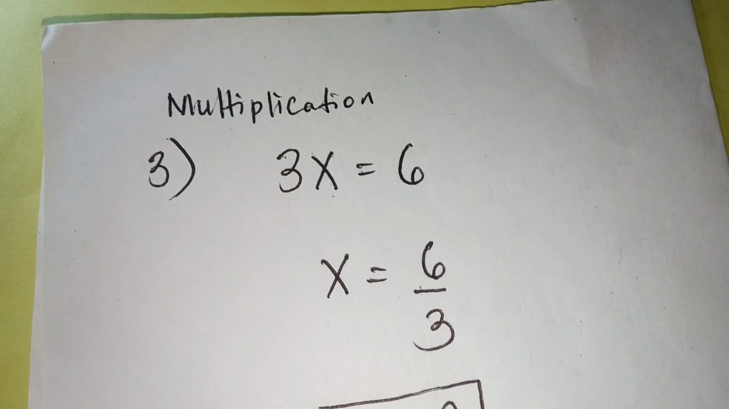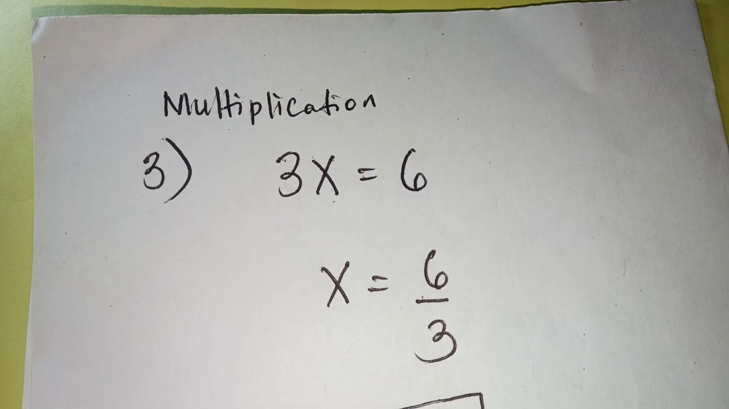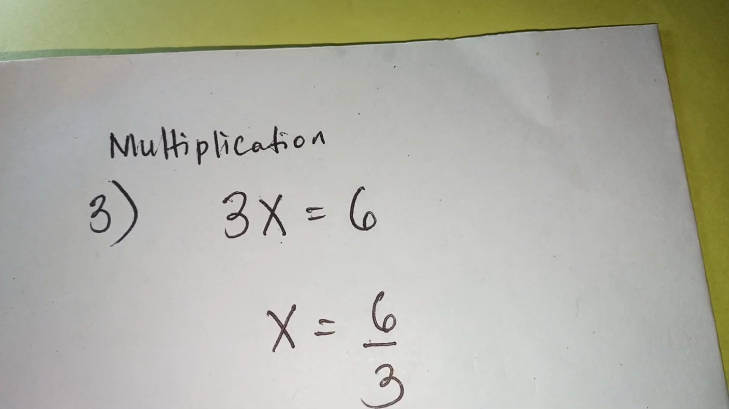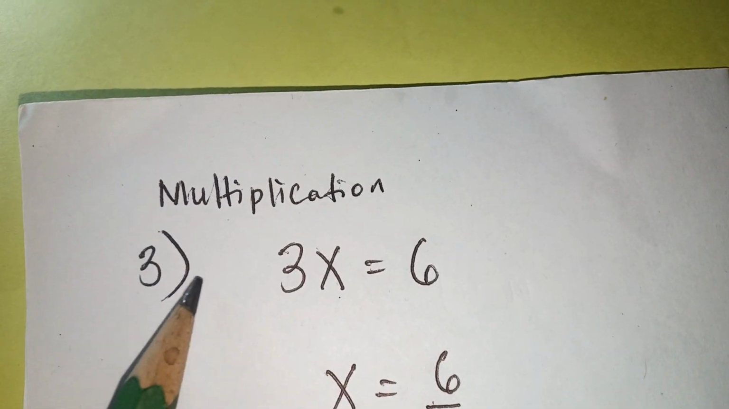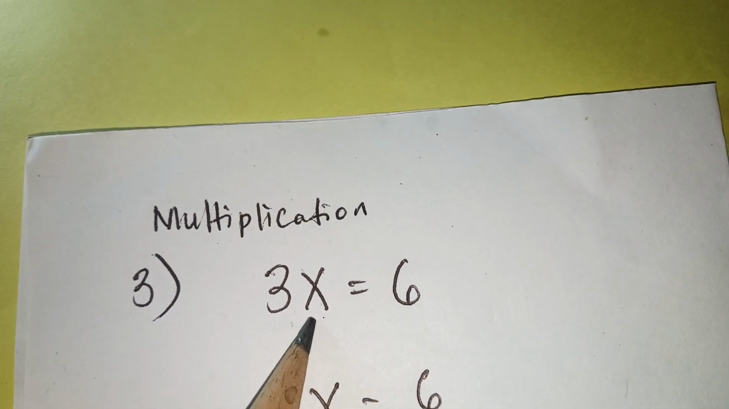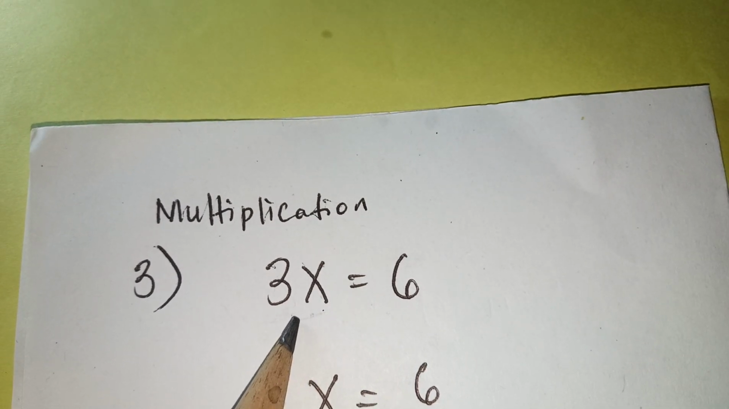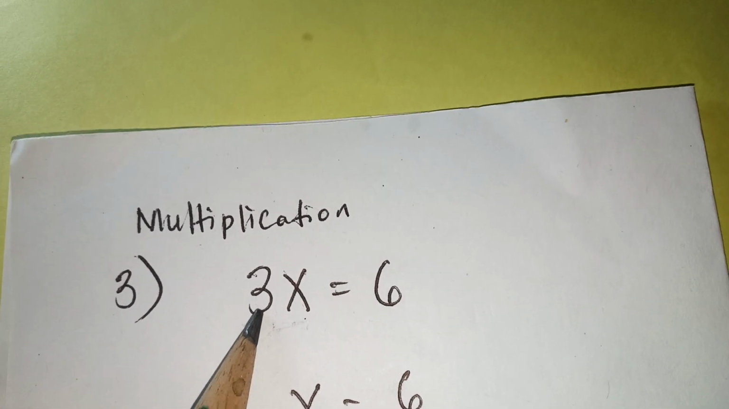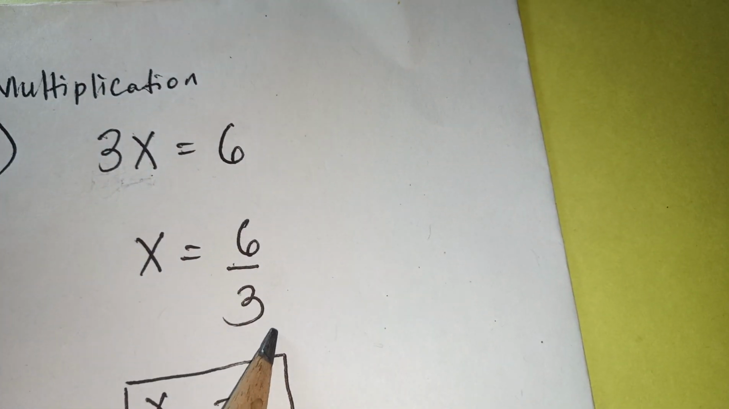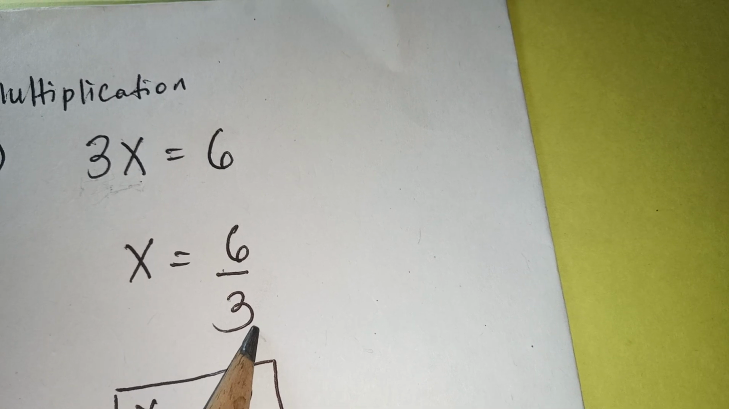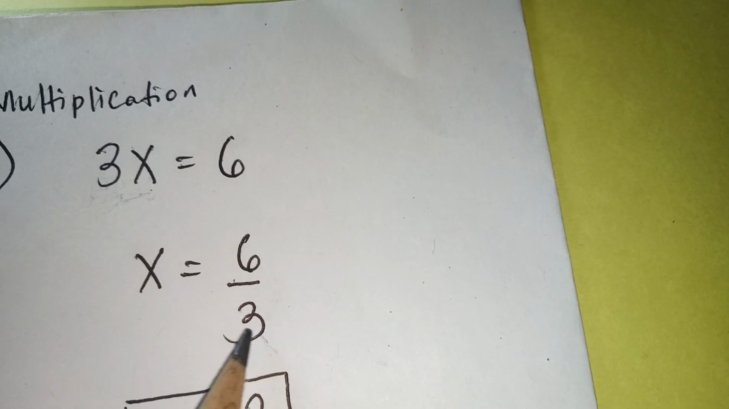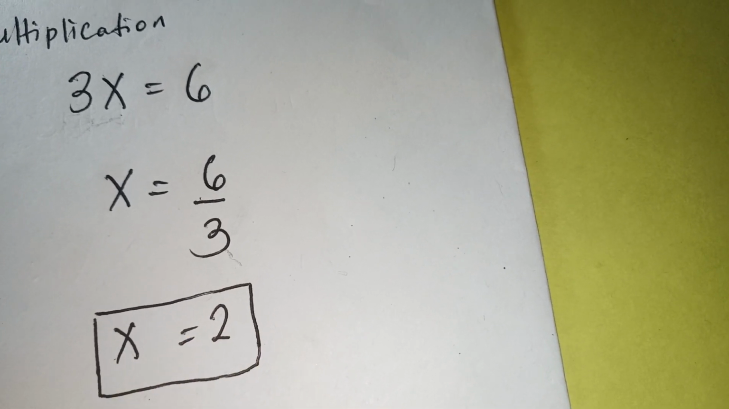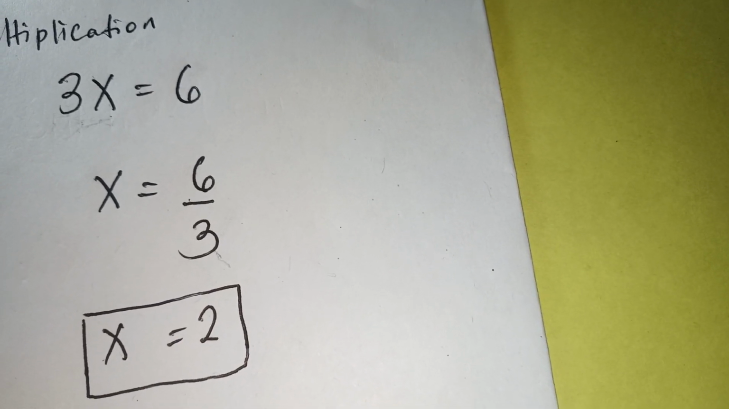Ito, sa multiplication naman. 3x equals 6. Ganito lang kasimple yan. So, pag nakita mo siyang multiplication yan, diba? Inverse ng multiplication ay division. So, anong kasama ng x? 3. Ang gagawin mo dyan, ibaba mo lang. Yun na yun. Division na siya. 6 over 3 equals 2. Ganun lang yan. So, same lang answer dun sa nauna.